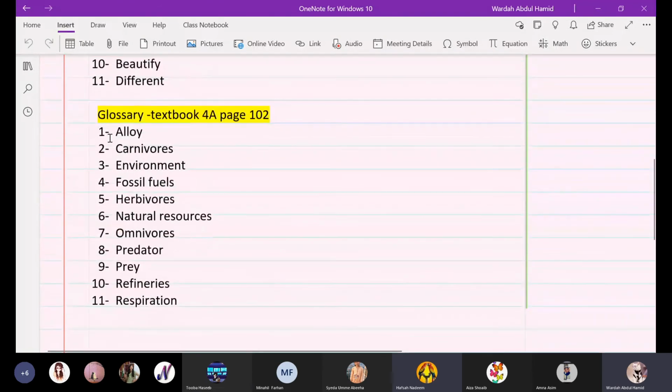You need to memorize the glossary. Do you memorize the whole meanings from the glossary words? Did you mark the glossary words for this chapter? The glossary words are so many, and you need to mark a few of them. So please check if you marked all of these glossary words. Alloy, carnivores, environment, fossil fuels, herbivores, natural resources, omnivores, predator, prey, refineries, and respiration. 11 words.